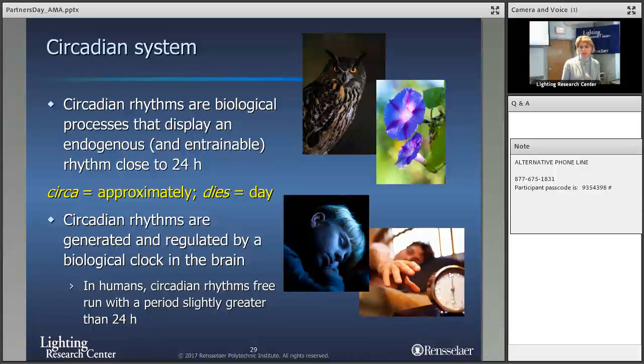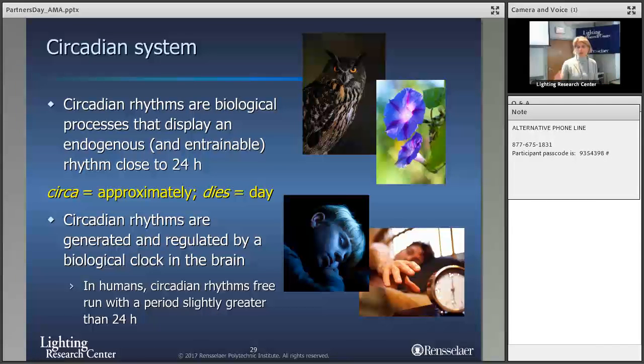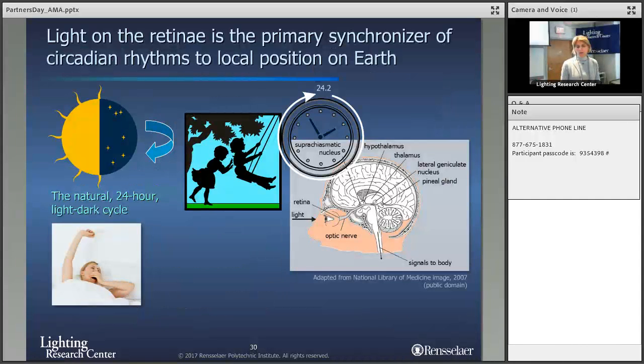Circa is about, or approximately, and dian is a day. Circadian rhythms are generated and regulated by a biological clock in the brain. In humans, circadian rhythms are going to free run with a period slightly greater than 24 hours. In other words, if you're in a dark cave without external cues, you're going to continue to have circadian rhythms. The difference is that these rhythms are going to run with a period slightly greater than 24 hours. So every day you would be out of sync with your watch.